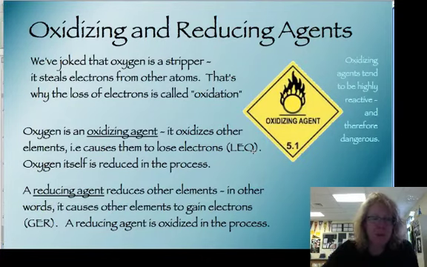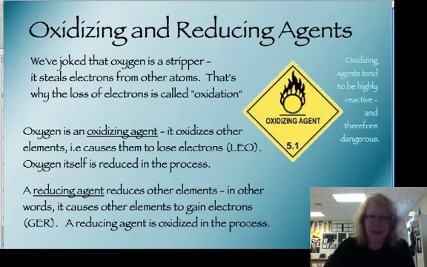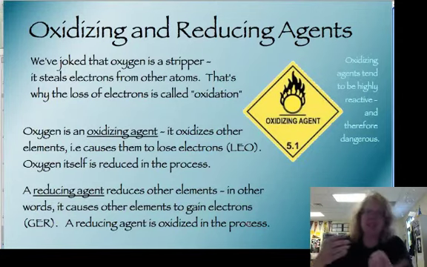So a reducing agent, by the way, is the opposite. A reducing agent is something that actually reduces other things. It gives them electrons. And in the process, because the reducing agent is giving electrons away, the reducing agent is actually oxidized. It's kind of backwards how this works. The oxidizing agent is reduced. The reducing agent is oxidized.